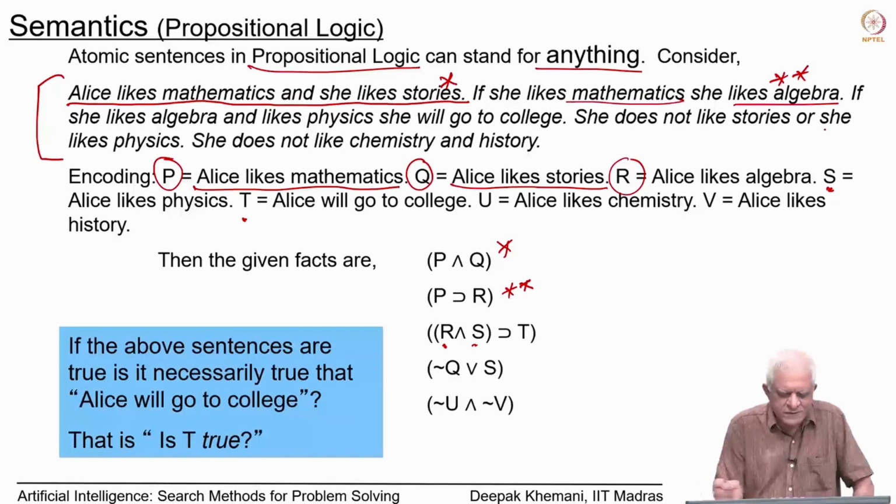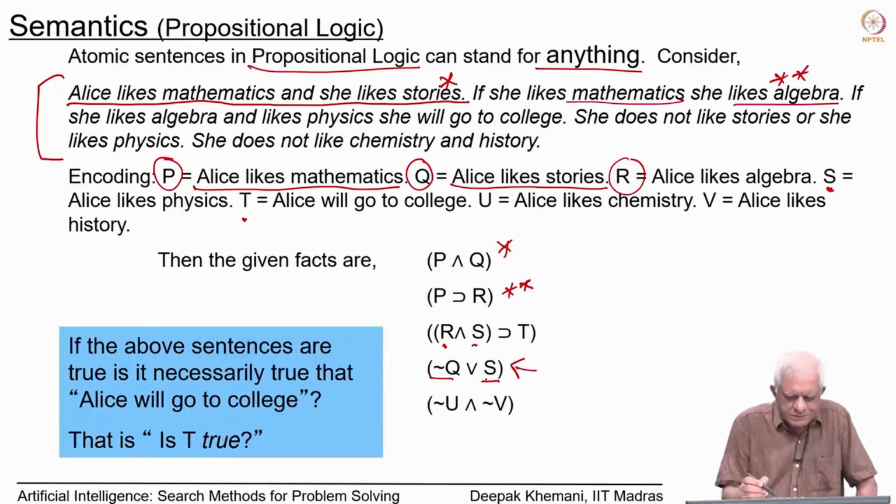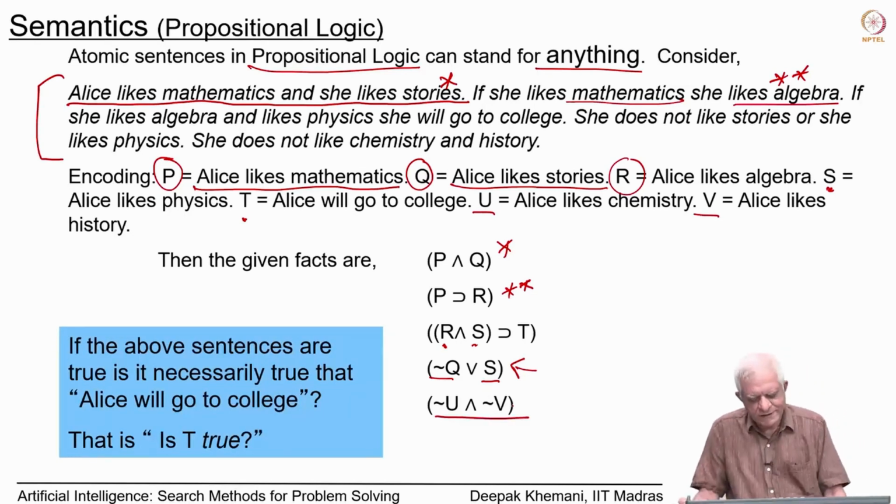She does not like stories or she likes physics. This is the statement here. Notice that this is not an exclusive or. It does not mean that only one of them can be true. It means that either one or both can be true. And she does not like chemistry and she does not like history. So, chemistry is U here and history is V here, and we know that she does not like either of them essentially.